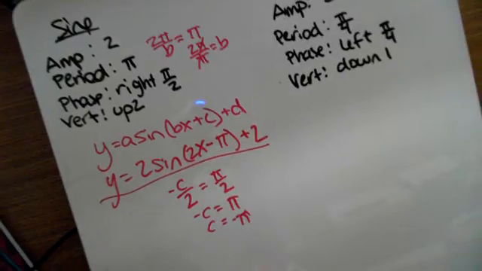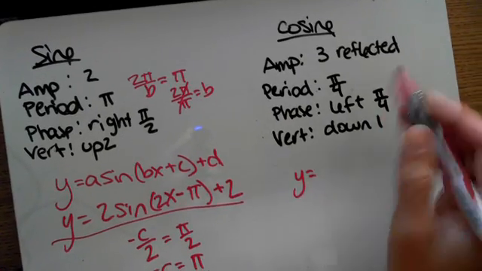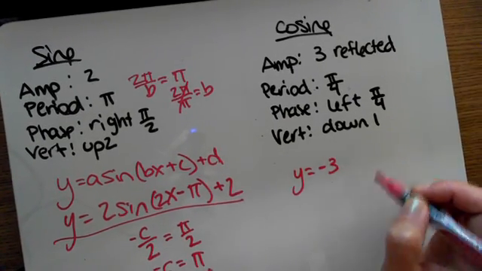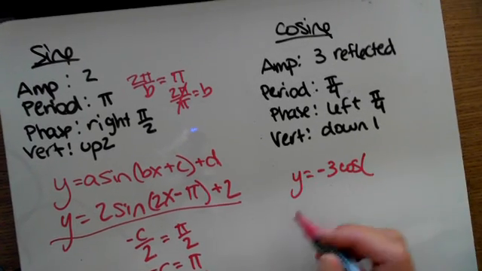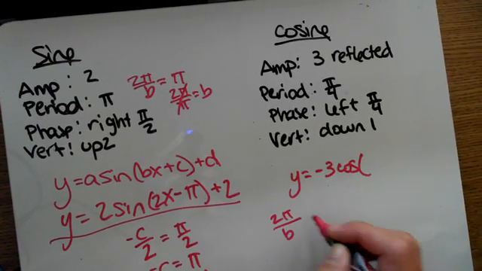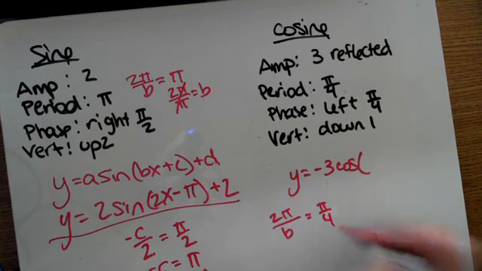Same process for cosine, it's just we're going to say cosine instead of sine. So we're going to start with my y equals, it's reflected, so I'm going to put a negative. Then my amplitude has to be a cosine graph. Period is pi over 4, so 2 pi over b is equal to my period, which is pi over 4.